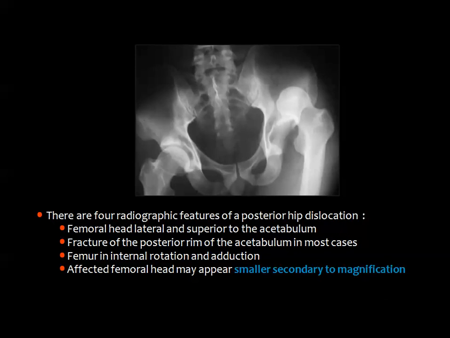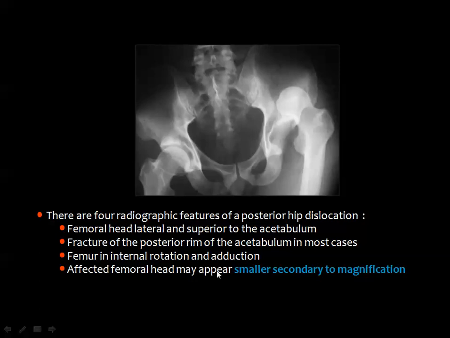Then, if you have the plain X-ray of the pelvis, you may identify these four items. Number one, the femoral head is displaced laterally and is superior to the acetabulum. Number two, the posterior rim of the acetabulum may be fractured. Number three, the femur is in an internal rotation and adduction.